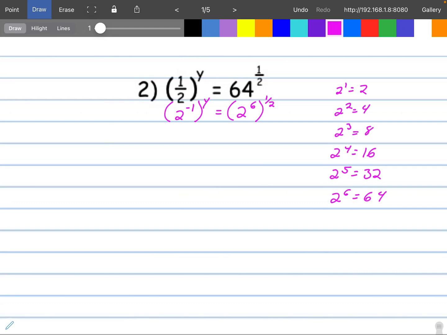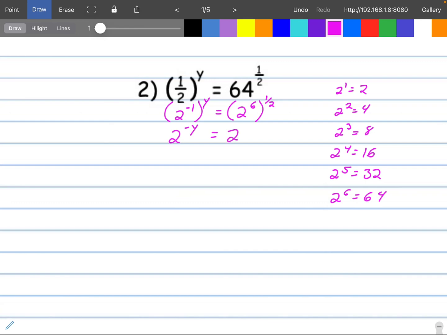So again, we've got a power to a power, which means we need to multiply the powers. However, I don't need to actually distribute this time because I don't have two terms in either one. So on the left side, I have a base of 2, and then that negative 1 times y is just a negative y, or you can write negative 1y if you prefer.